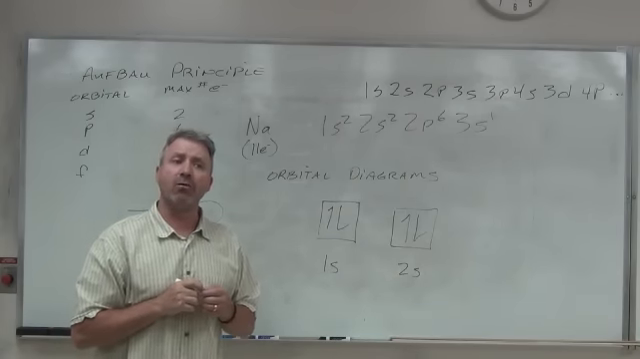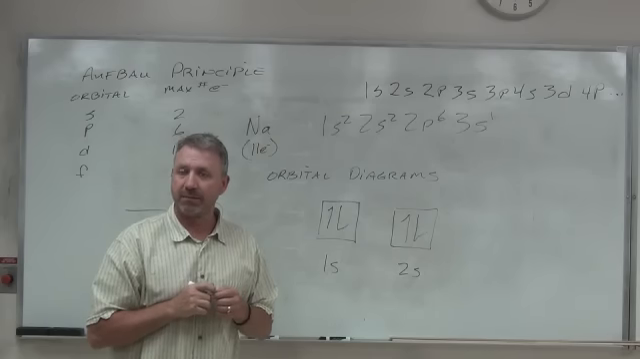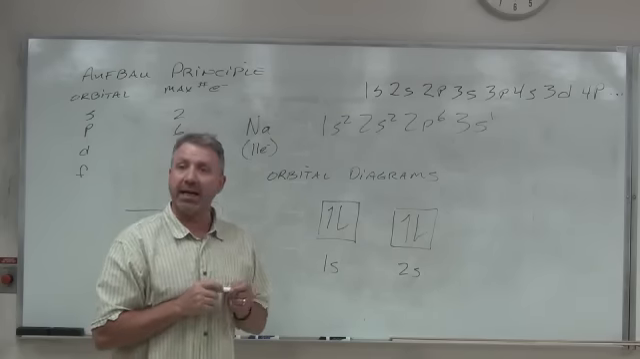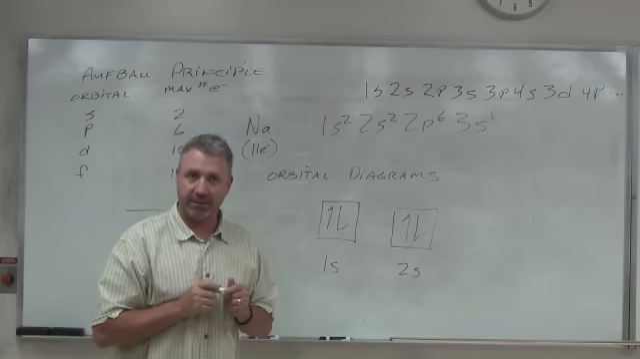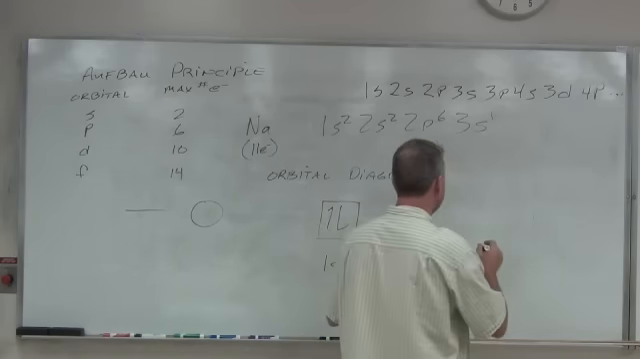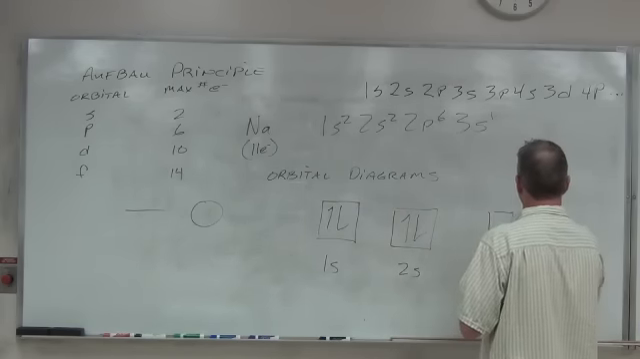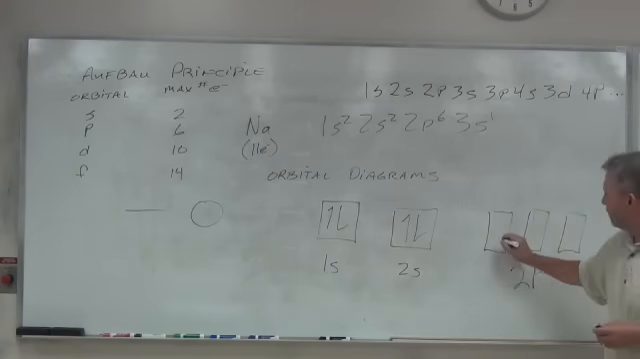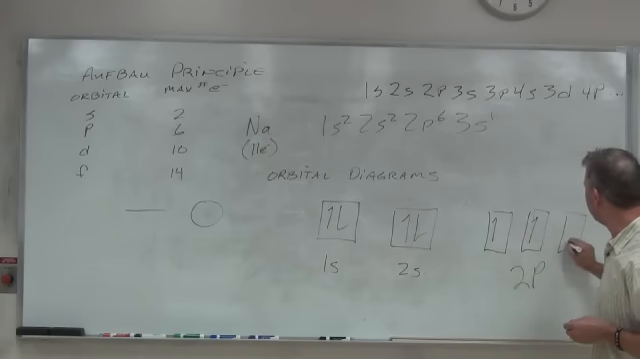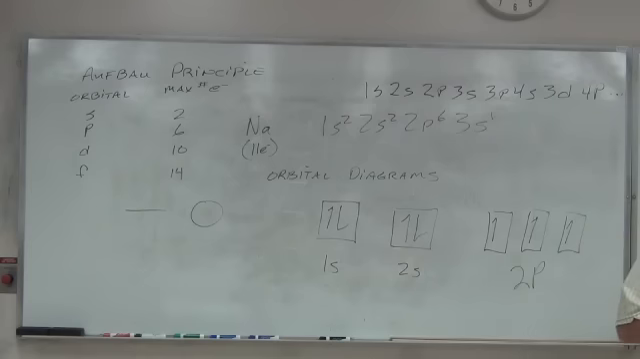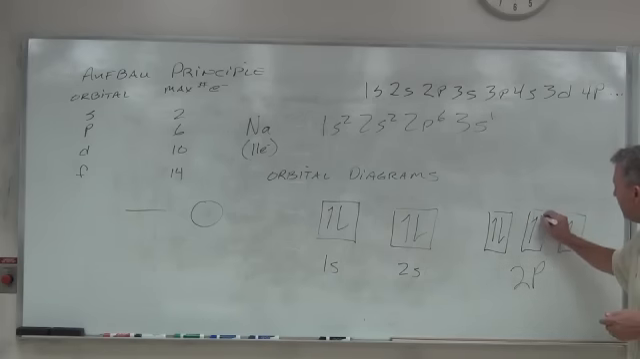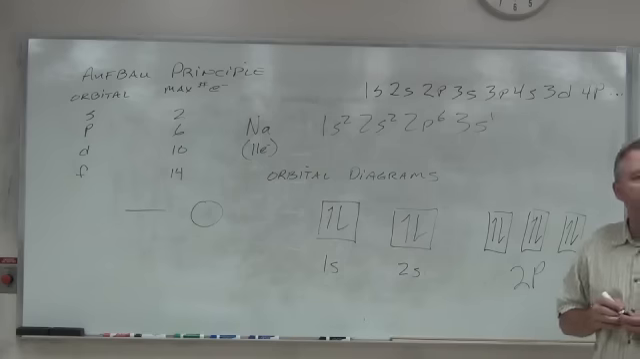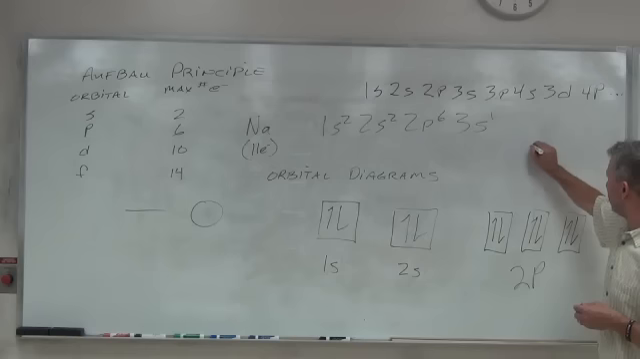Now, each box can only contain 2 electrons. So if I go to 2p and I have 6 electrons, how many boxes do I need? 3. Here's my 2p. Now, I have to put 1 electron in each box pointing in the same direction before I can go back and pair them. That's called Hund's rule.